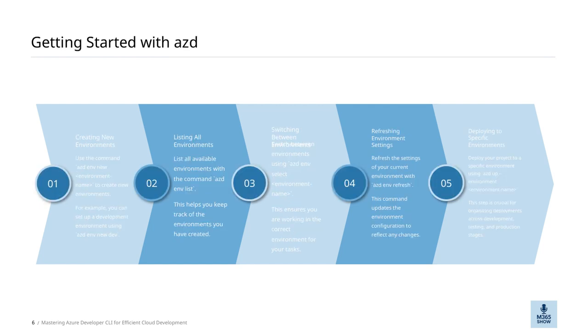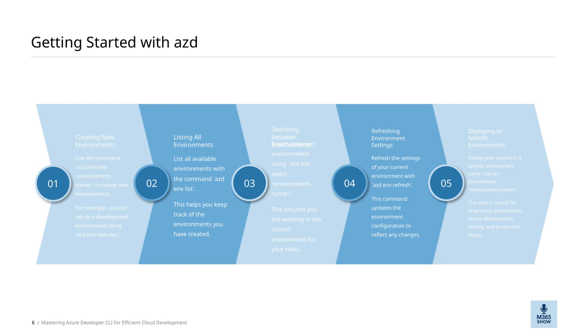Now, let's talk about getting started with ASD and how it helps us manage our Azure environments effectively. First, creating a new environment is straightforward. You just use the command asd env new followed by the name you want to give it. For example, if you're setting up a development environment, you'd run asd env new dev. This allows you to organize your work into different contexts easily.